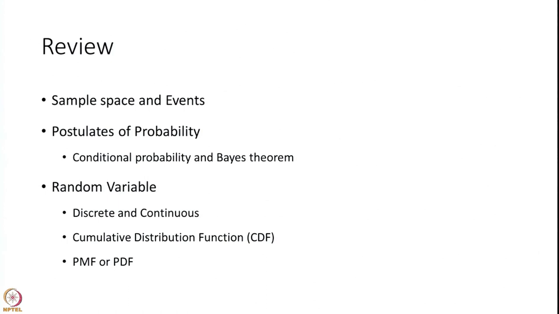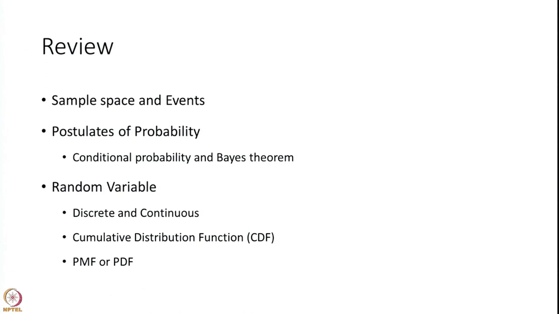We introduced formally the definition of probability through the definition of sample space and events. We said that for any random experiment, the collection of all its possible outcomes is called a sample space, and any subset of a sample space is called an event. Then we introduced three postulates of probability, which basically say that for any event probability is positive, for the complete event, that is for the sample space, probability is 1, and if there are mutually exclusive events, finite or infinite of them, the probability of the union of all of them is the sum of the probabilities of all the events.